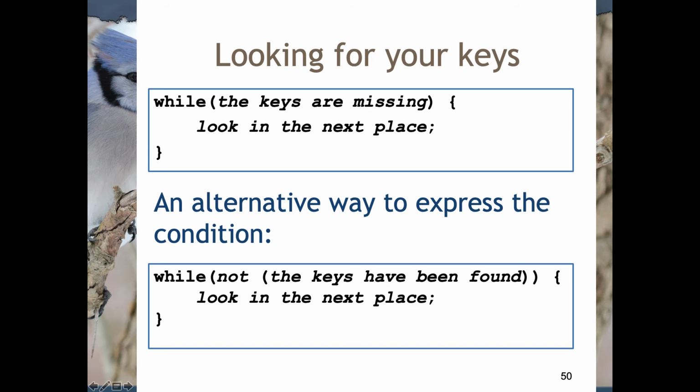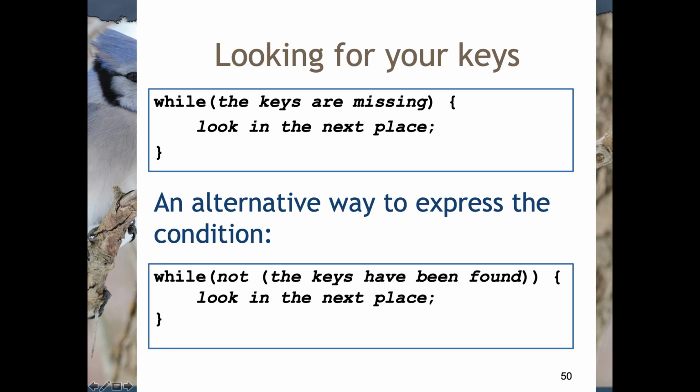In the second version, we are expressing it in a slightly different way. So our goal is to find the keys. And if the keys are missing, then we clearly haven't achieved that goal yet. So we can express it in a slightly different form by saying, while not the keys have been found. So if the keys have been found, then the result of that will be true. The not will turn the true into false, and the false will cause the loop to stop.